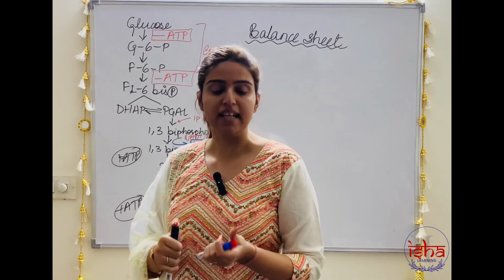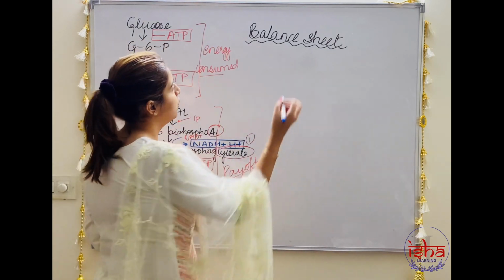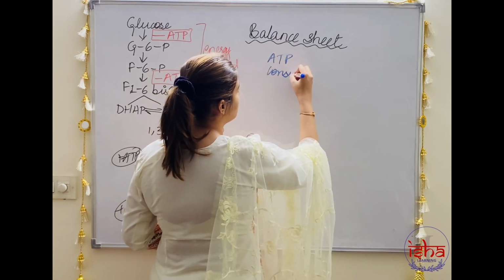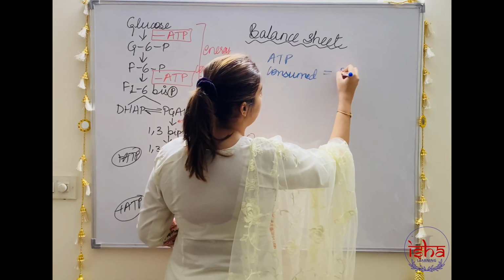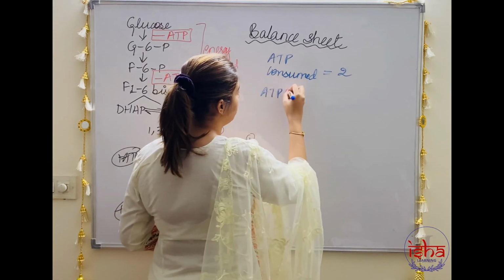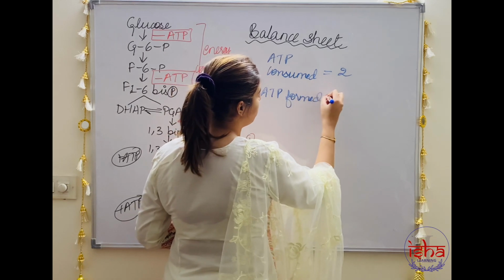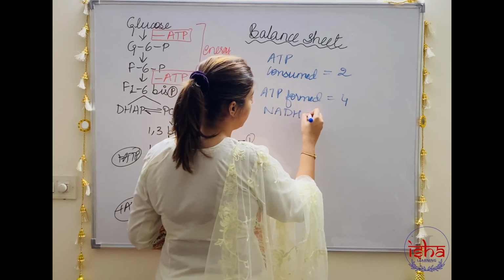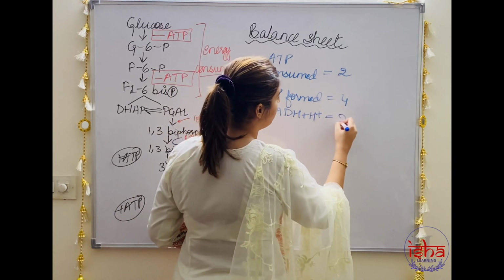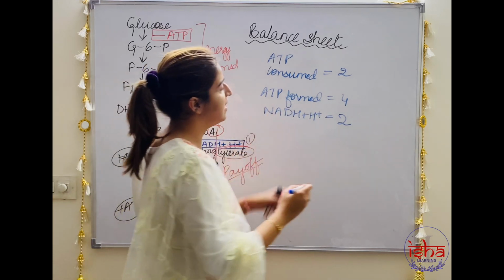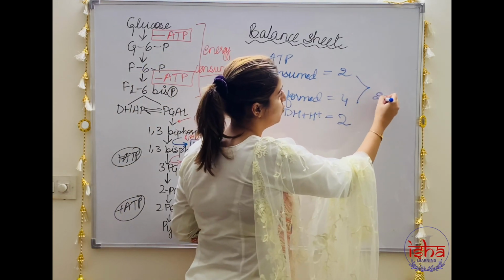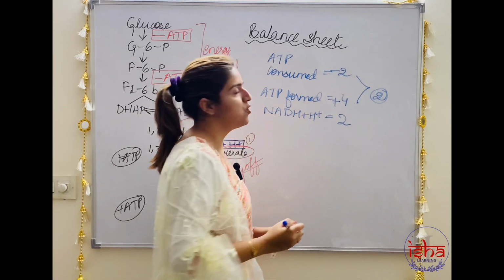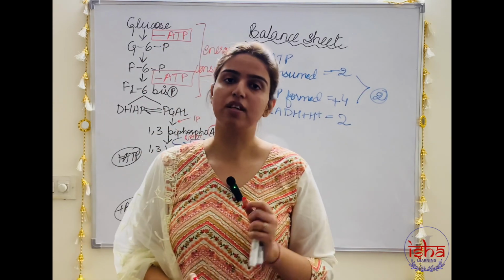Let's try to summarize this. So the ATP consumed was 2 molecules as we saw, and the ATP formed were 4 molecules. And we also saw that 2 molecules of NADH plus H plus were formed. So eventually we see that there is a net gain of only 2 ATP molecules. Minus 2 here, plus 4 here. So therefore only 2 ATP molecules are gained.